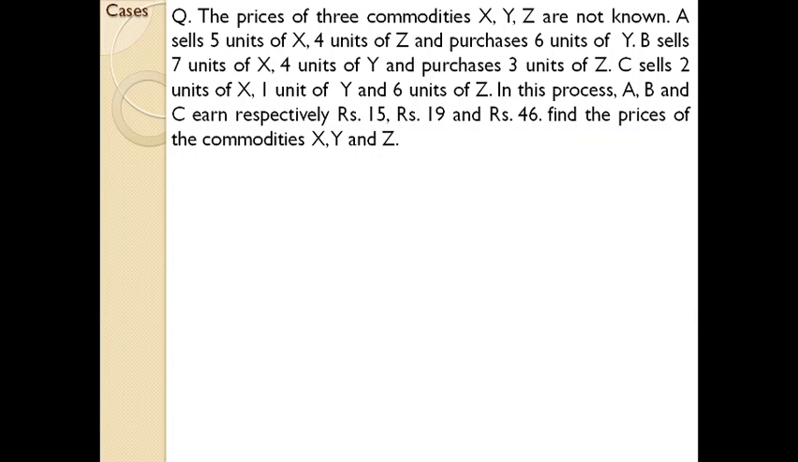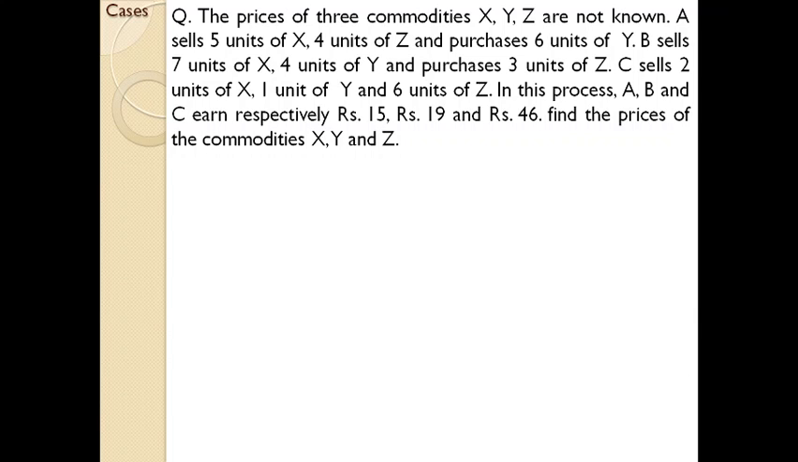The prices of three commodities X, Y, Z are not known. We don't know about that. A, which is the name of a person, sells 5 units of X, 4 units of Z, and purchases 6 units of Y.